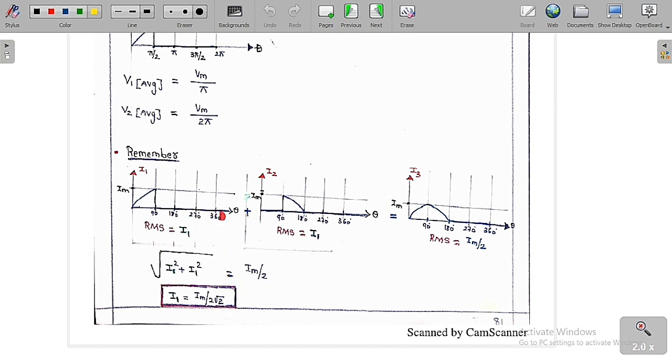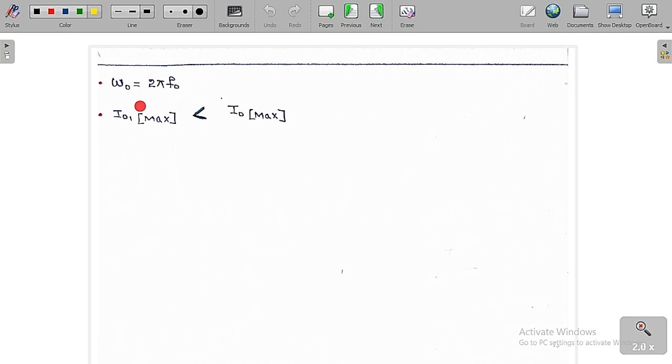This is the RMS value of both these graphs, half of the half wave rectifier. So if you want the average value of half of the half wave rectifier, if you want the RMS value, which is 1 by root 2 times the half wave rectifier RMS value. So omega naught is nothing but 2 pi by f naught, or simply 2 pi by T. So always you can see clearly.